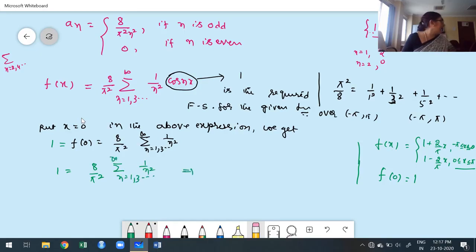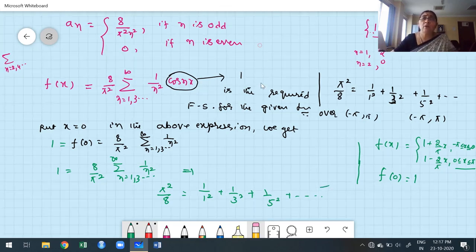That implies, take pi square by 8 as a common factor. We get pi square by 8 equals, expanding the summation, 1 by 1 square plus 1 by 3 square plus 1 by 5 square. This is our required result. You take pi square by 8 by cross multiplication, which automatically gives our required result.